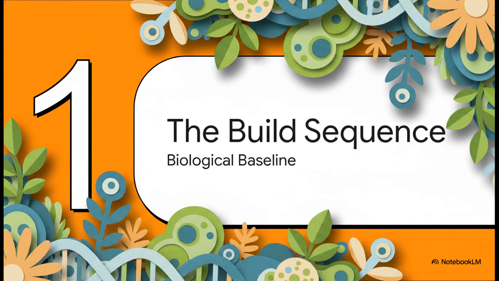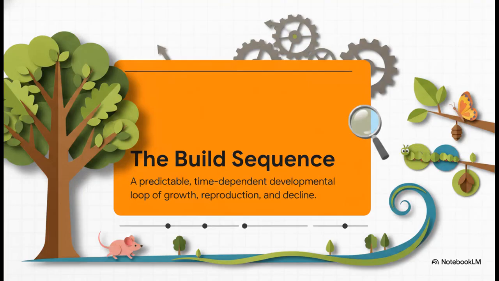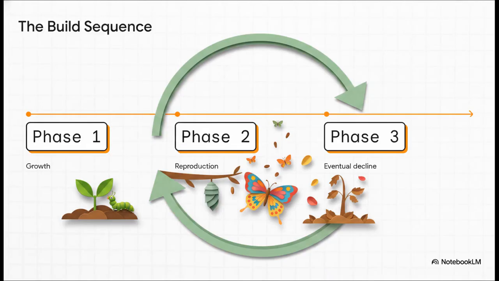Part 1, the universal build sequence, establishing the biological baseline. Before we can really appreciate nature's rule breakers, we have to ground ourselves in the baseline rules that govern all living systems. Basically, the build sequence is a predictable, time-dependent developmental loop that living systems progress through. Whether we're talking about a towering oak tree or a tiny house mouse, it's locked into this sequence. It's the foundational timeline for common plants and animals. And this brilliantly illustrates that continuous loop from birth to eventual decline. It's so elegant in its simplicity.